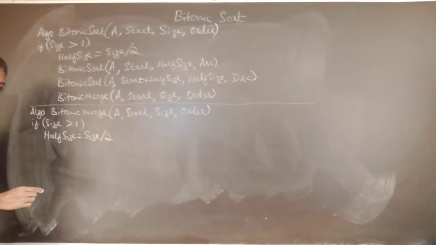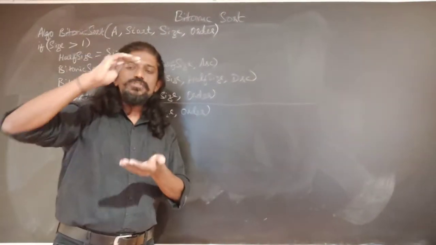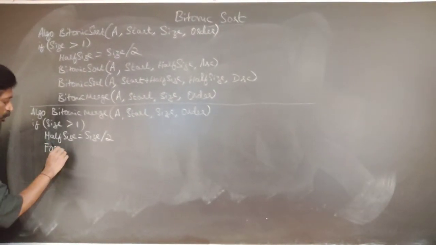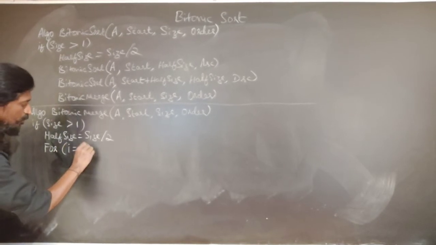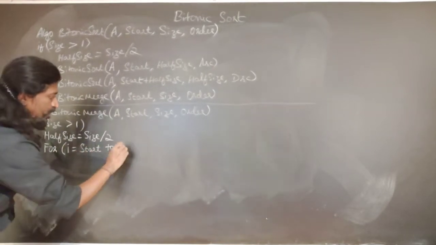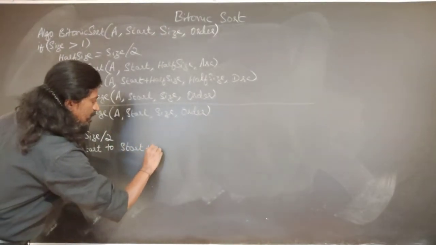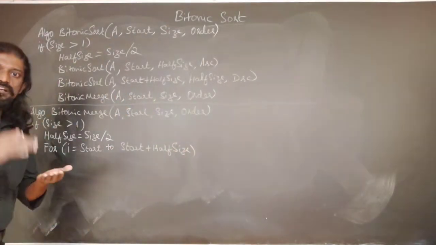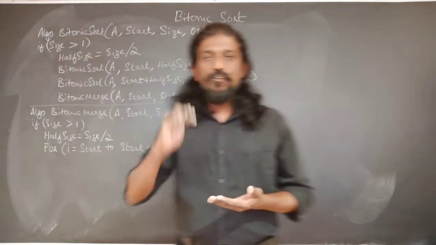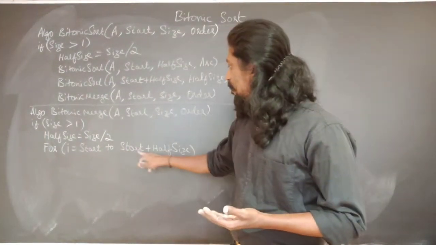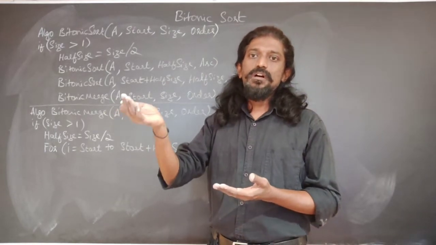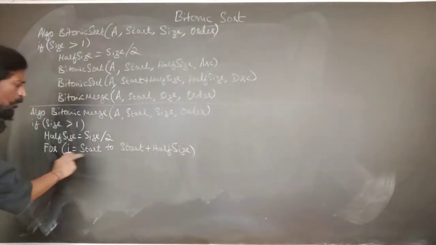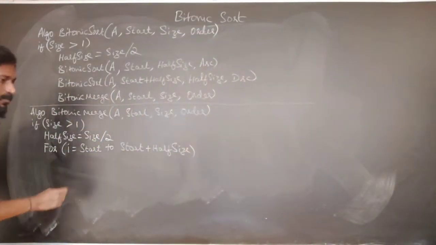Okay, then what are we doing? We are comparing the corresponding elements in the two subarrays. To do that, we will start a for loop for i equal to start to start plus half size. Means if we start at 1, it will go up to 1, 2, 3, 4 for half size. If we start at 5, start plus half size, 5 plus 4, that is 5, 6, 7, 8. Therefore we start a for loop which starts at start and goes up to start plus half size.